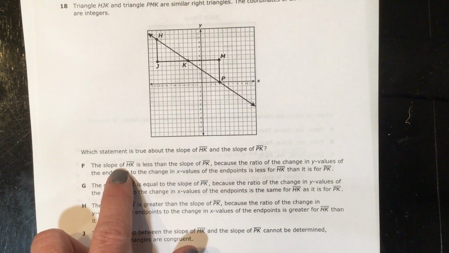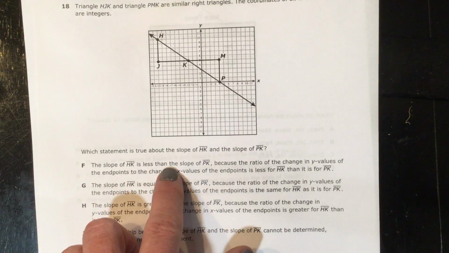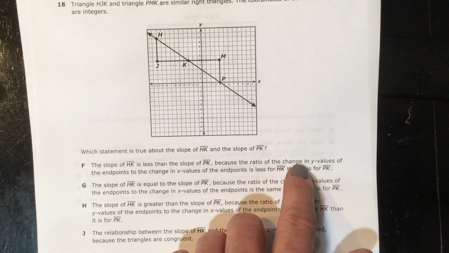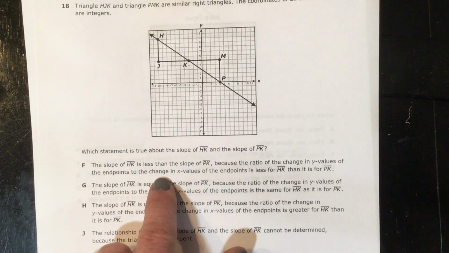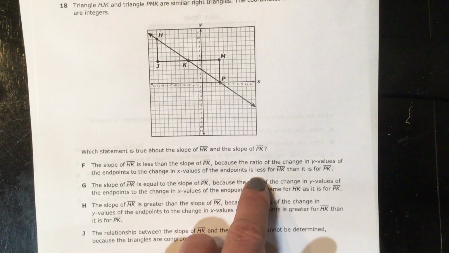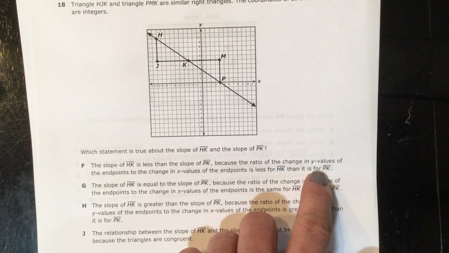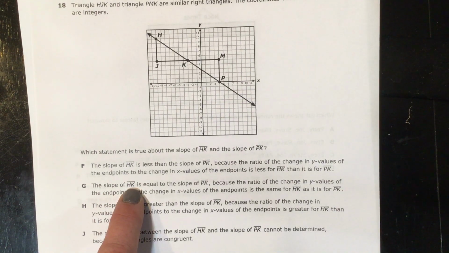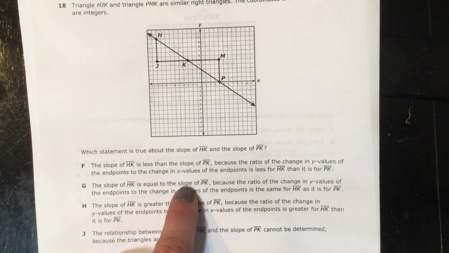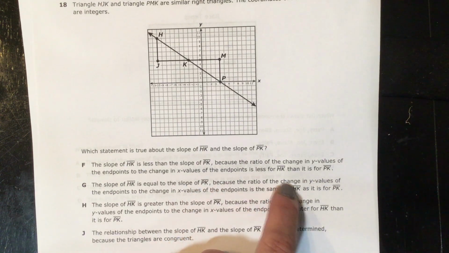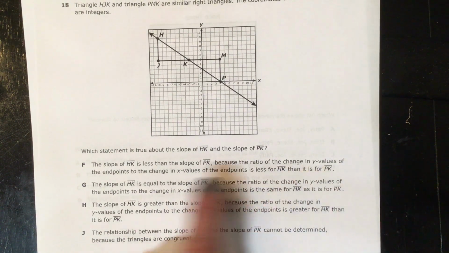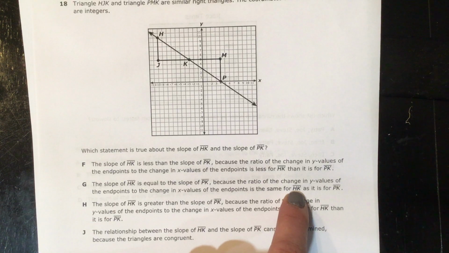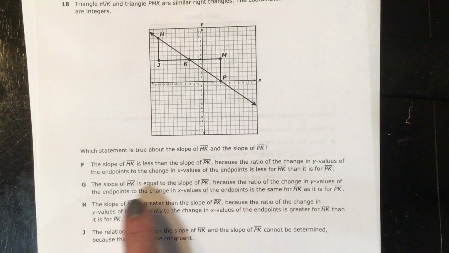F. The slope of segment HK is less than the slope of segment PK because the ratio of the change in y values of the endpoints to the change in x values of the endpoints is less for segment HK than it is for segment PK. G. The slope of segment HK is equal to the slope of segment PK because the ratio of the change in y values of the endpoints to the change in x values of the endpoints is the same for segment HK as it is for segment PK.